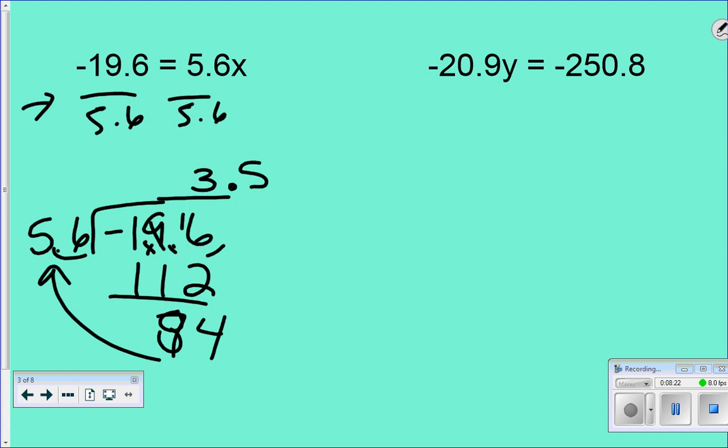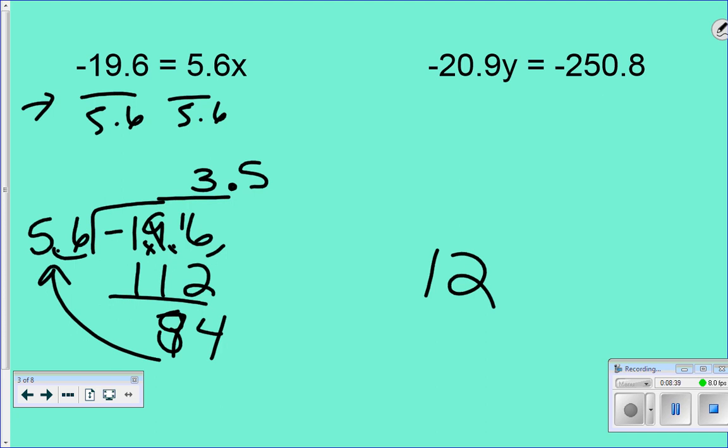But did you get 3.5 for the answer? That's what matters. This one right here. Which one goes in the house? 250.8 goes in the house, divided by 20.9. And you know what? The answer's 12. Yep. Okay?